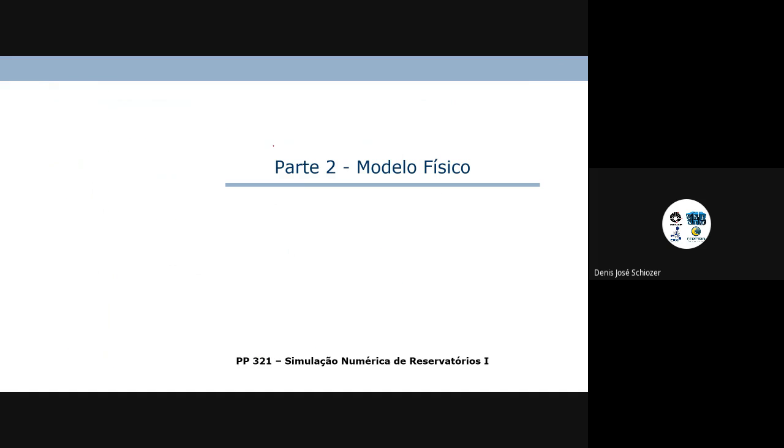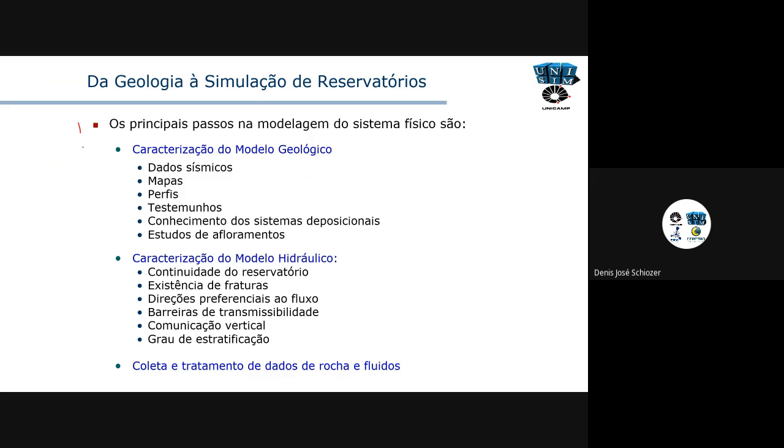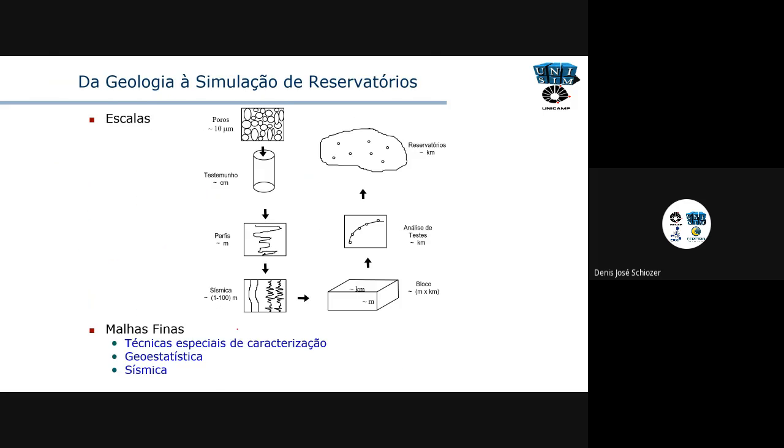Okay. So the first part is the physical model. As we have seen, we have to integrate all the properties we have: seismic data, maps, logs, laboratory experiments, and so on. And we have to model all the complexity of the reservoir that we have. We have to put everything together in the simulator, as we have seen.